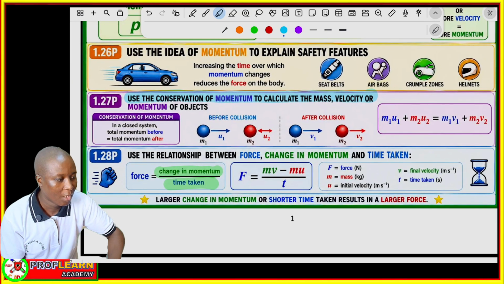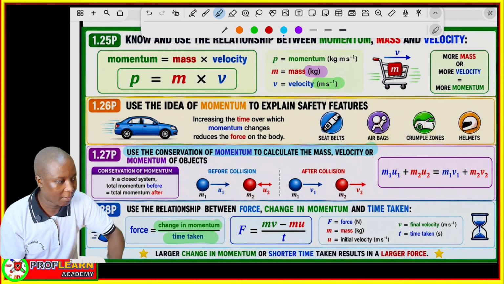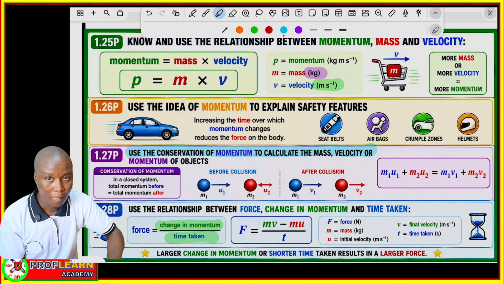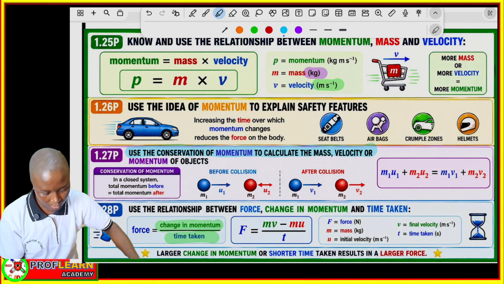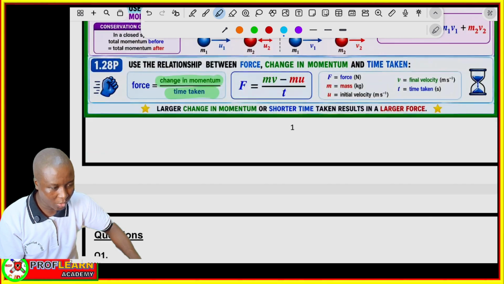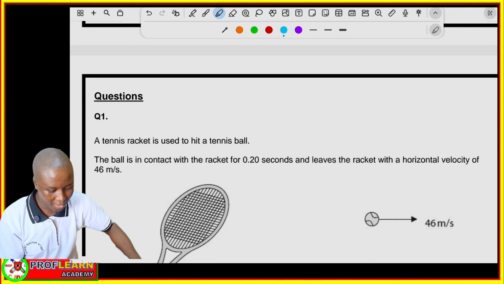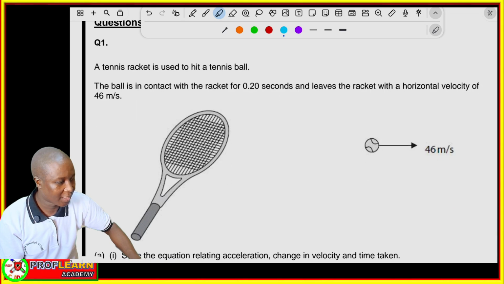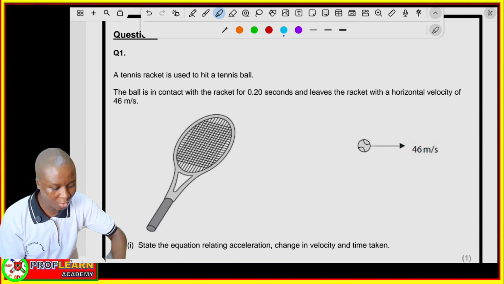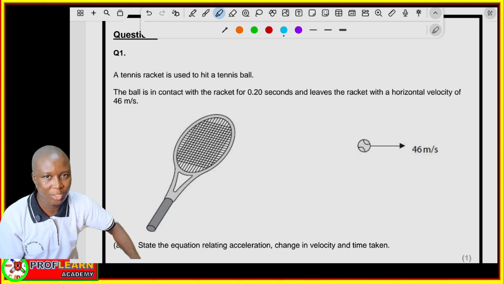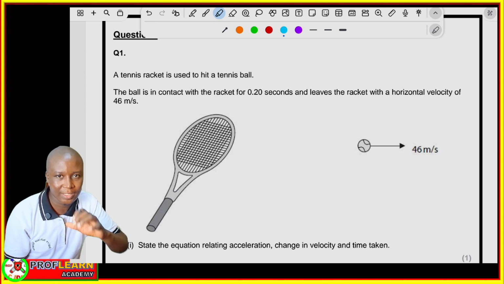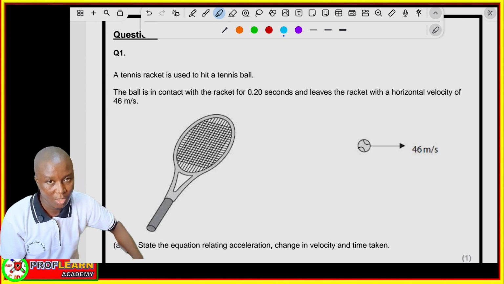So in this particular case, we're going to say that acceleration is equal to change in velocity divided by time taken. Acceleration of the tennis ball, assuming that it's at rest when it is hit, meaning that initially it is at rest, and then it moves at 46 meters per second. So which means that acceleration is going to be final velocity minus initial velocity over the time taken.